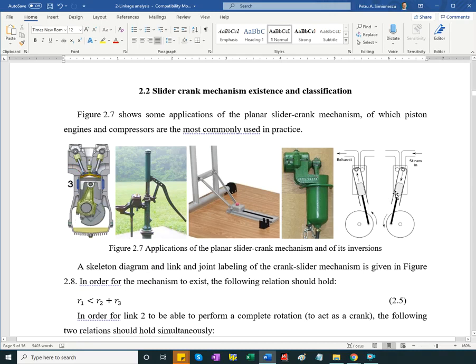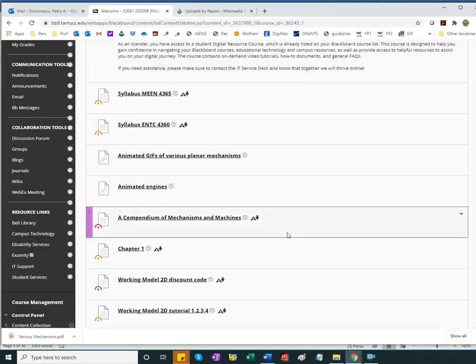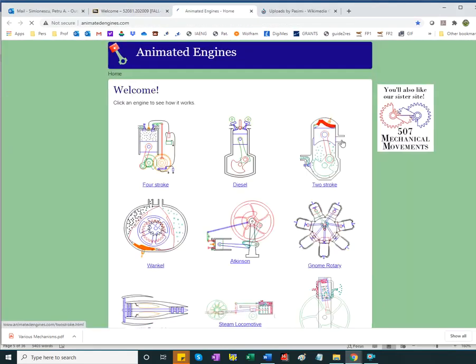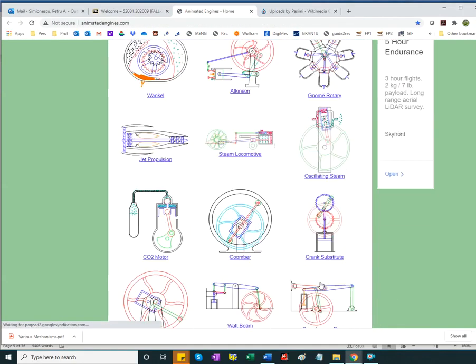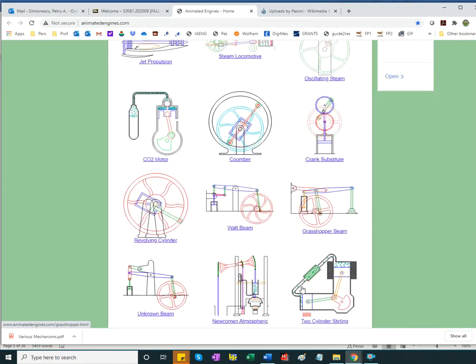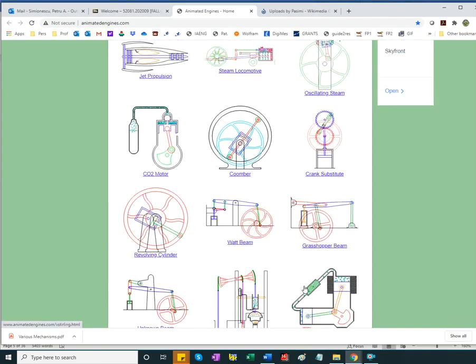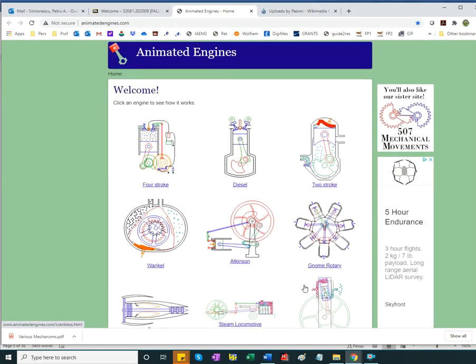This is used in a different inversion than this one. And this last one shows an oscillating cylinder steam or compressed air engine. So back to Blackboard, if you go to animated engines, it's one of those here. Might be on the second page. Click on engine, see how it works.